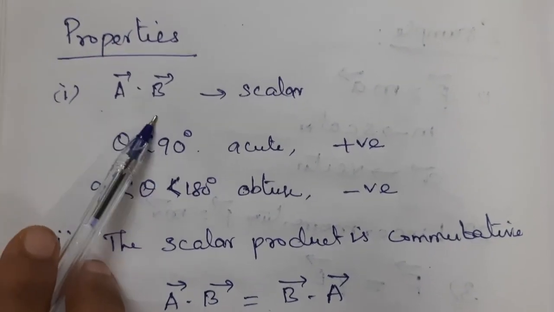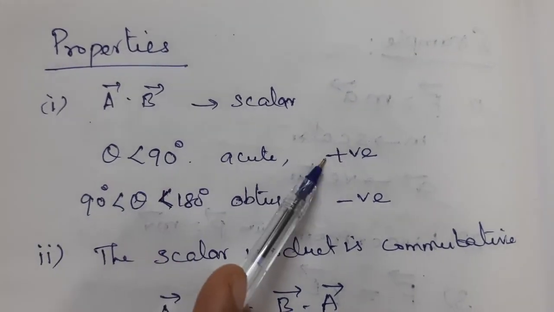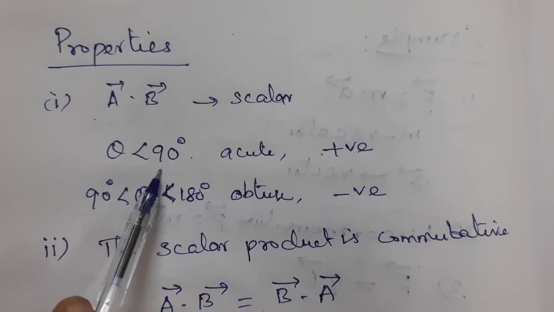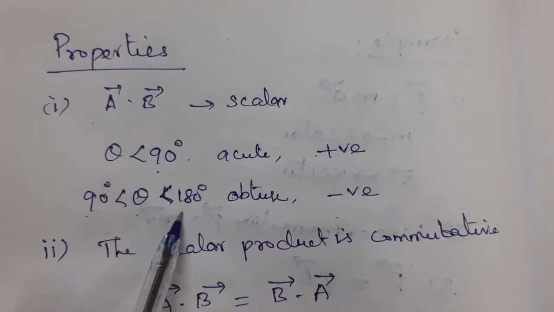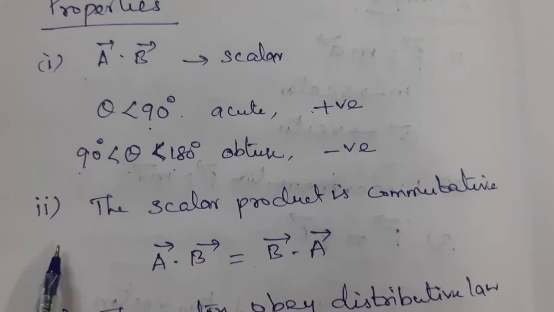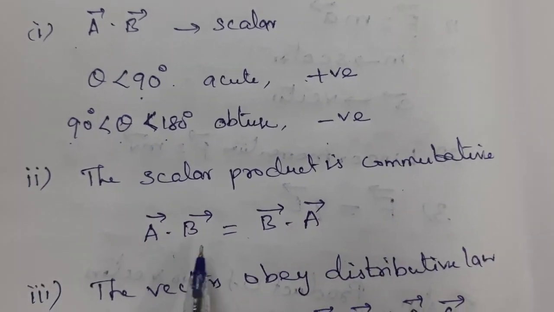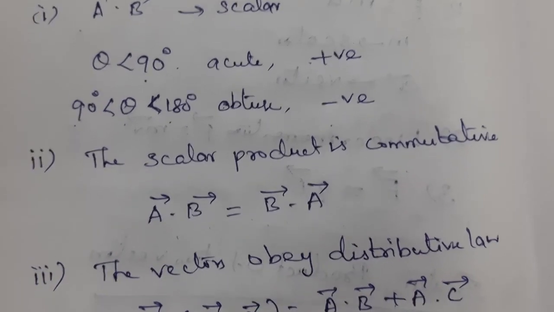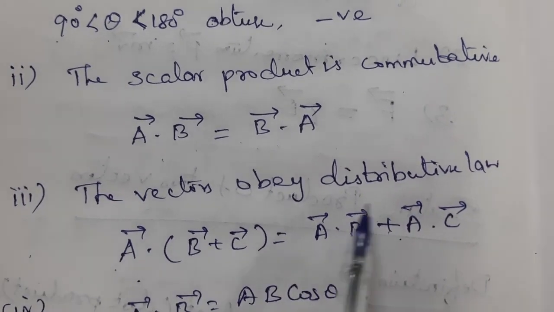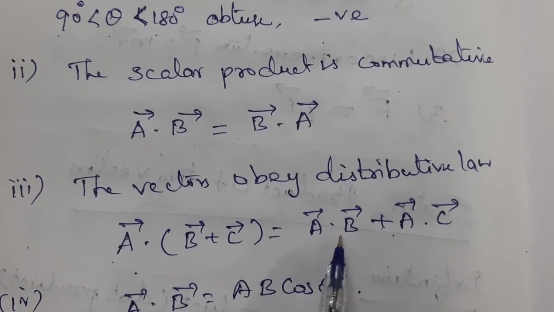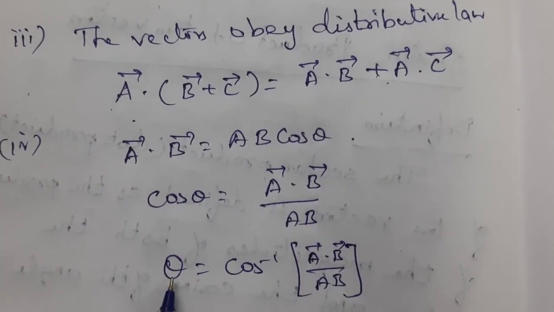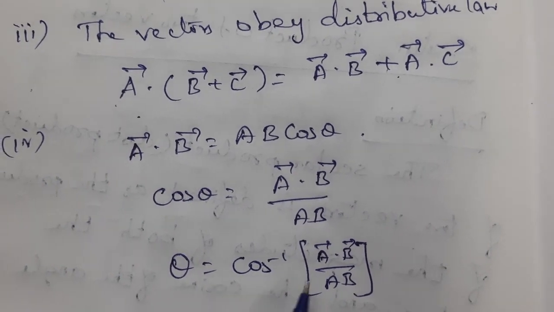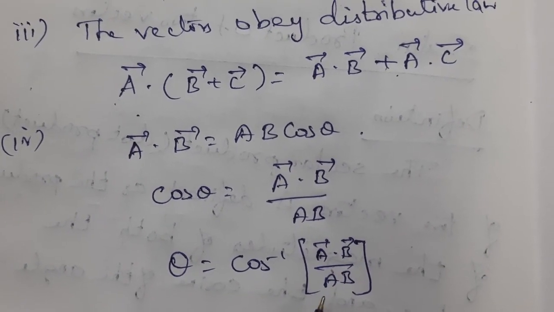So first point, A dot B is always a scalar. It is positive if theta is less than 90 degree. It is negative if theta is lying between 90 degree and 180 degree. Second point, the scalar product is commutative, A dot B equal to B dot A. Third point, it obeys distributive law, A dot B plus C equal to A dot B plus A dot C. Fourth point, the angle between the two vectors theta is equal to cos inverse of A dot B by AB.